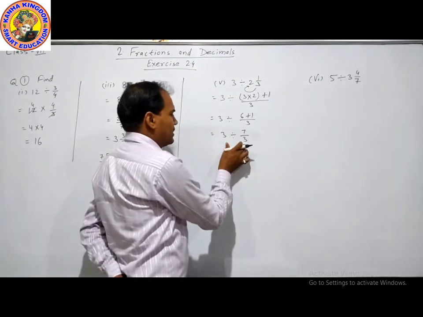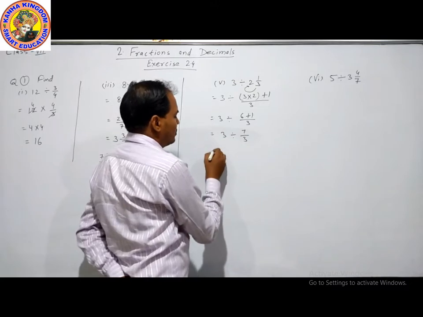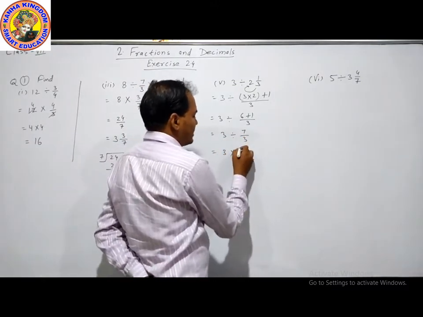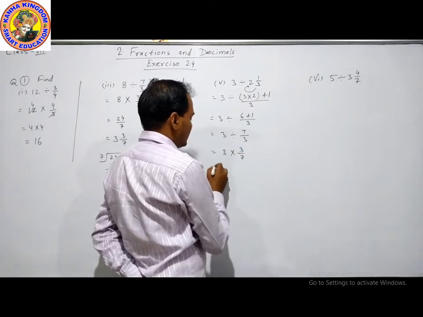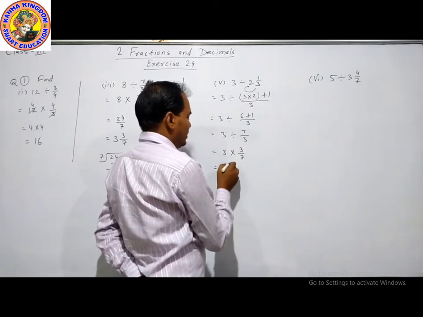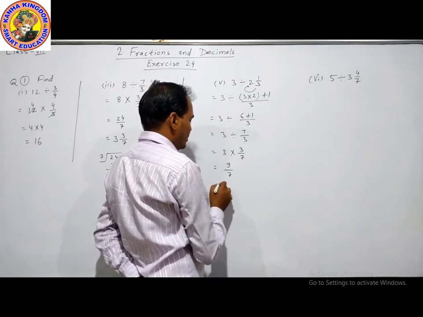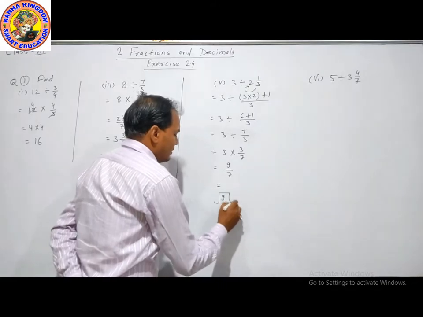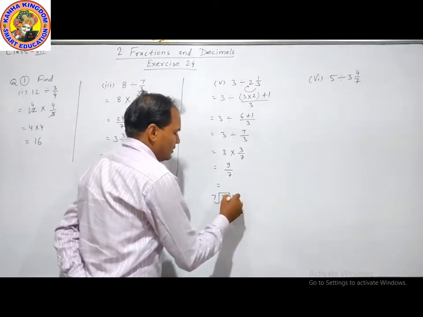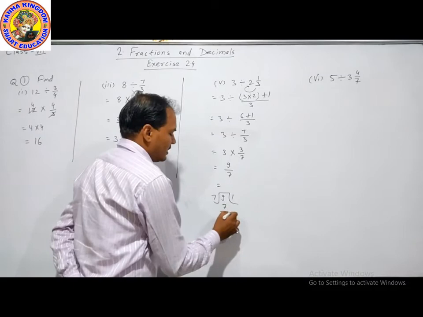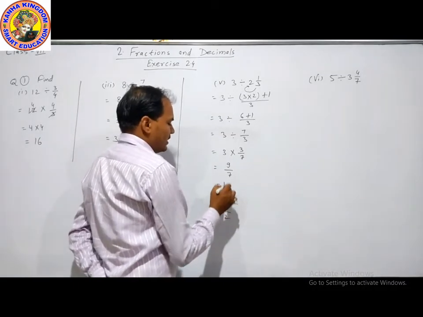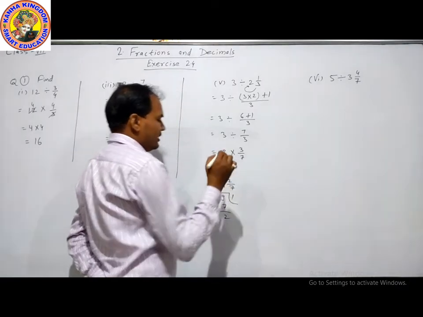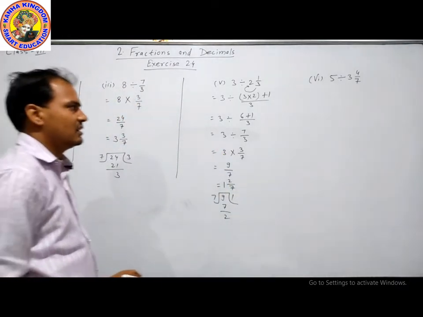There is a fraction, so the divide will change into multiply. The numerator and denominator will change. 3 into 3 is 9 by 7. When we divide 9 by 7, 1 time 7, remainder is 2. One time it can divide, remainder is 2. We will divide by 7. This is our answer.